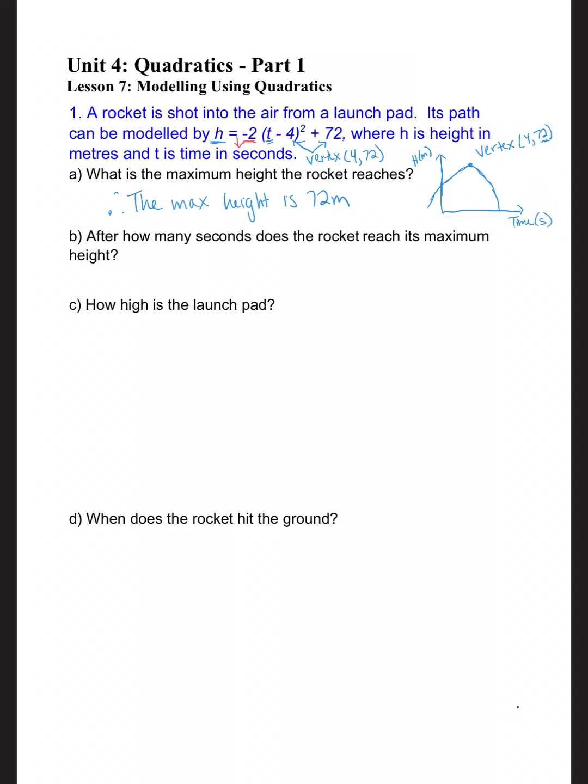After how many seconds does the rocket reach its maximum height? Okay, well, that's going to be the x part of our vertex because our x is represented by time. So after 4 seconds, the rocket reaches its maximum height.